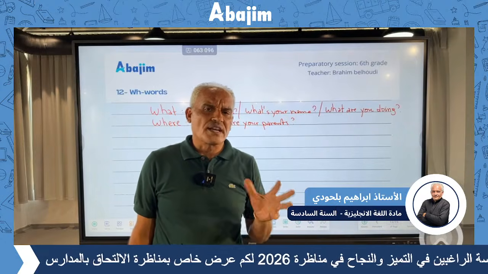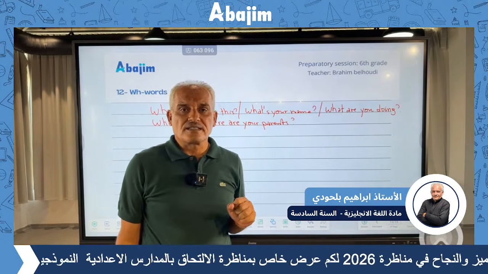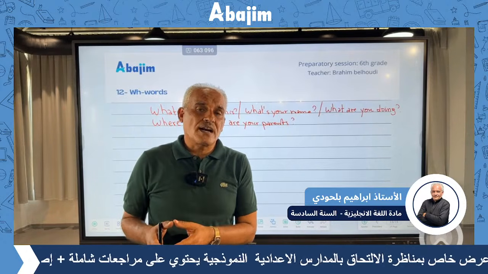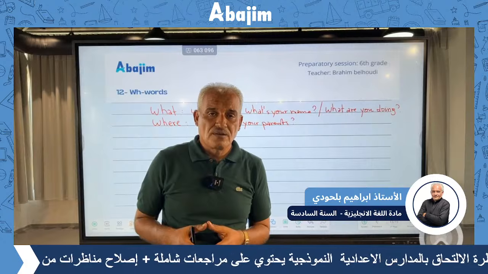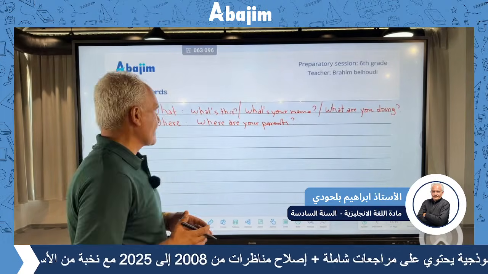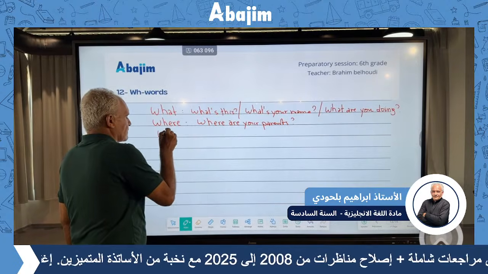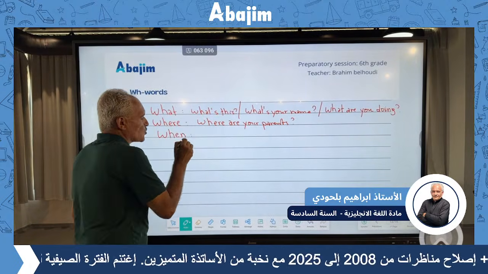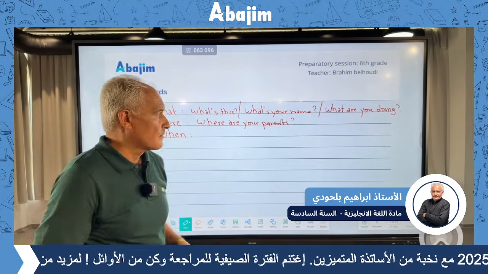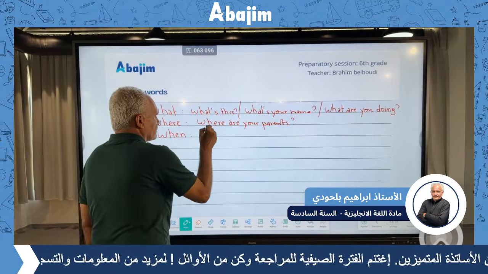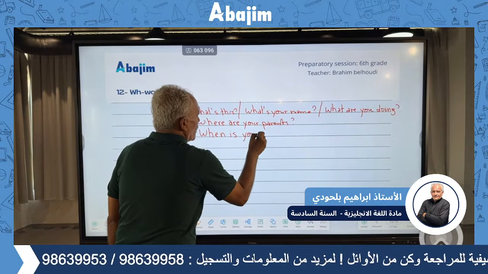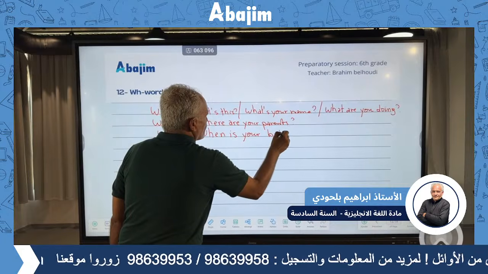Where? Where are you now? Where is the pharmacy? Where is your book? Where are your friends now? Where are the pupils now? Okay, we ask about place. Then, the following WH word is when. We ask with when about time. For example, when is your birthday?